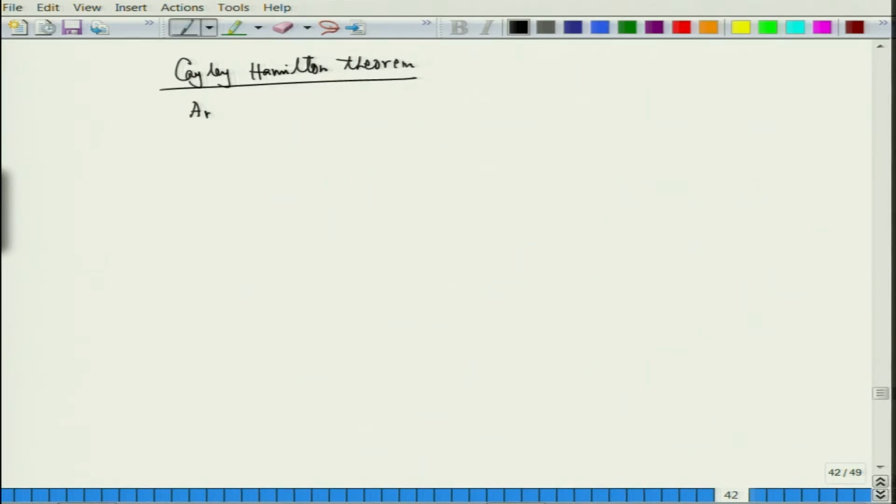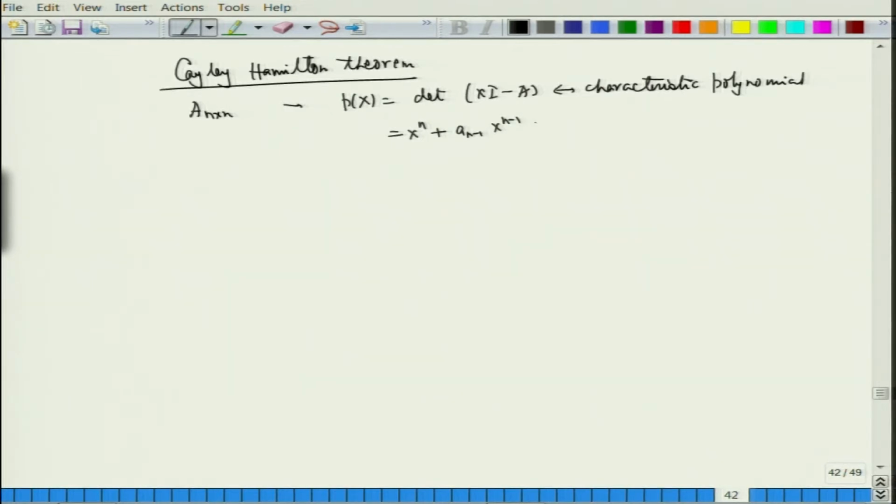So given A, which is n cross n, we compute P of lambda or P of x, which is nothing but the determinant of xI minus A, the characteristic polynomial. It is a polynomial of the type x to the power n plus a_{n-1} x to the power n minus 1, there will be plus or minus signs, so I am not putting anything, plus a1 x plus a0. Since the matrix is n cross n, it is a polynomial of degree n.